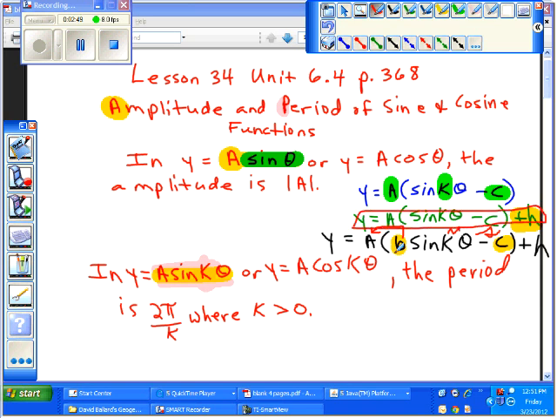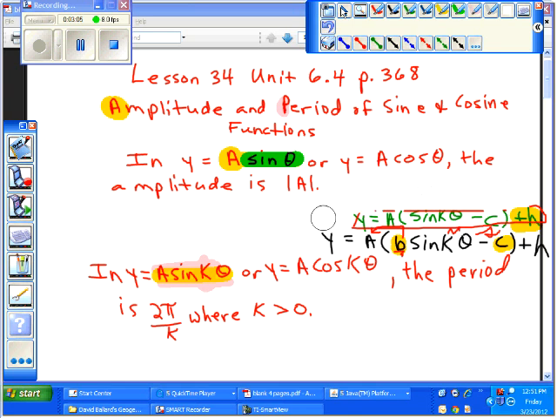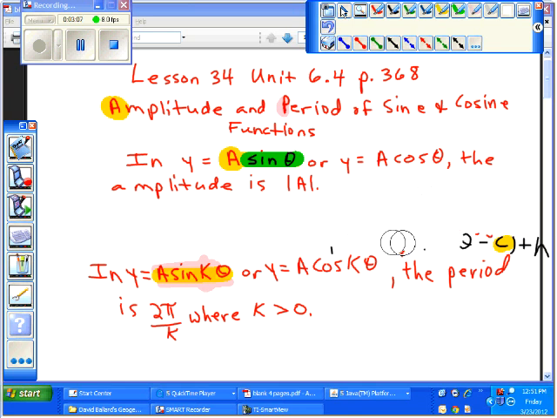We may have a problem that shows up in our homework where there's something there, and we're just going to factor it out, and then it'll be right back to the step before that. Okay, so today we're going to focus on amplitude and period, and some of this other is going to be coming up in lesson 35.